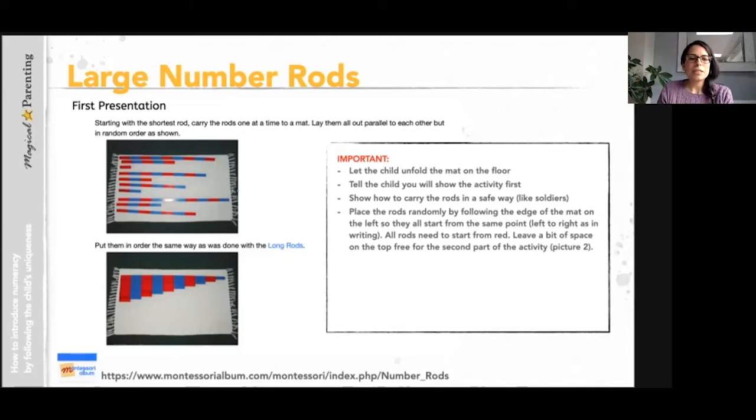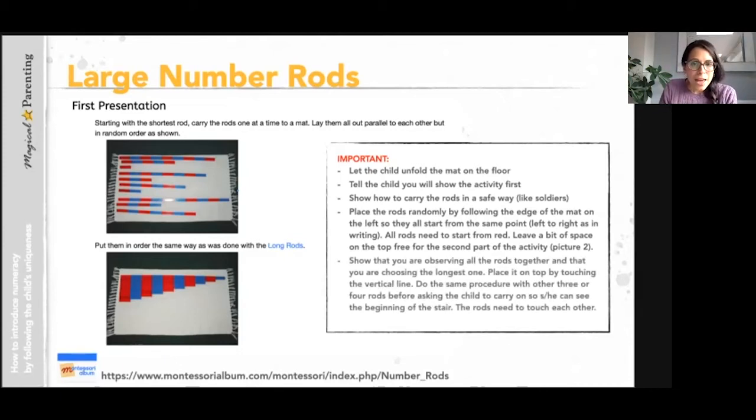And the next step is actually, oh, I forgot to mention, when you place them randomly on the mat, leave a bit of room on the top. Don't start from the top. So when you start to build the stairs, you always start from the top. So leave a bit of room here and start to put all the rods just a bit below.